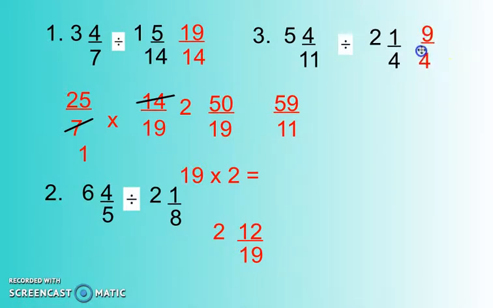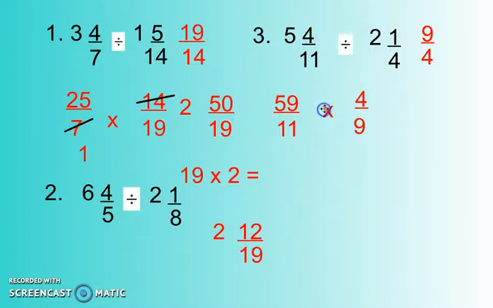So keep 59/11ths. And let's switch the division to multiplication. And now we have 9/4. The multiplicative inverse is 4 over 9. Nice job. So we have a multiplication problem now.